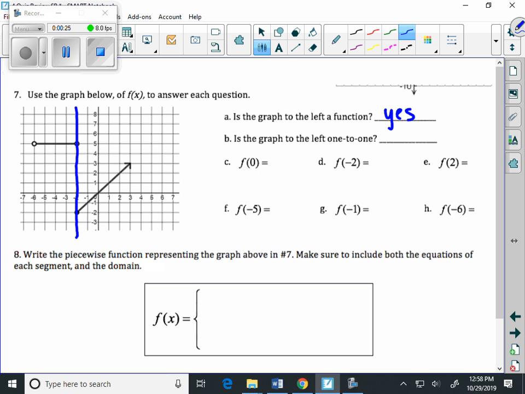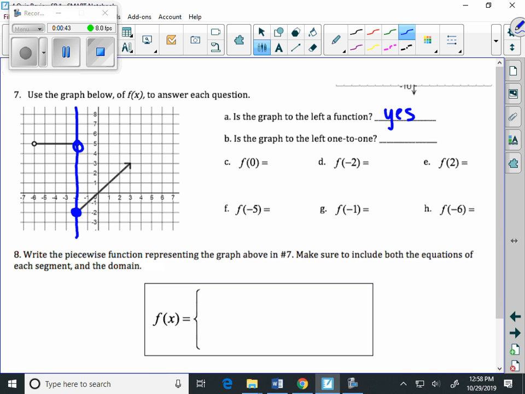But the thing to notice about this is that this is an open circle at that point, and this is a filled in circle at that point. Open circle means not included. Consequently, that vertical line only touches the graph once, and our graph, therefore, is a function.